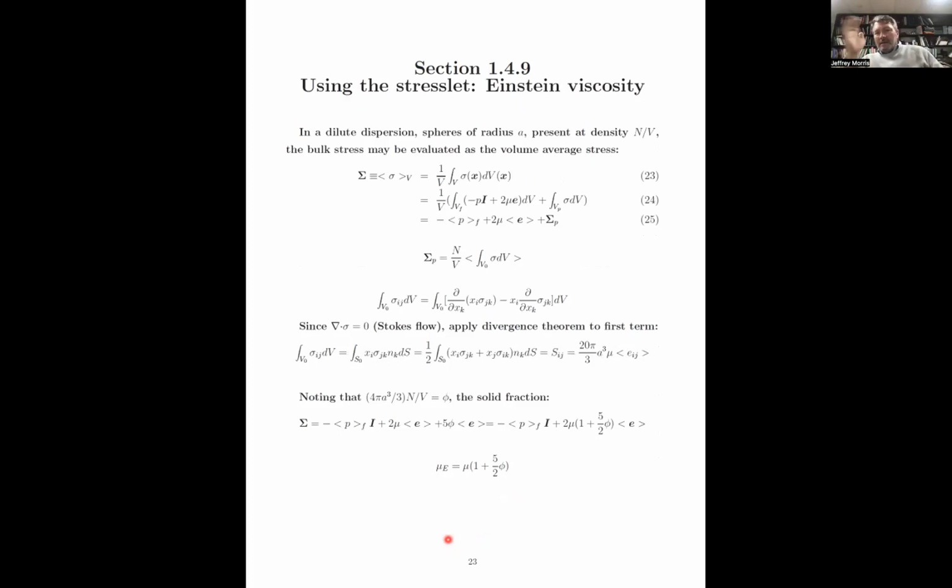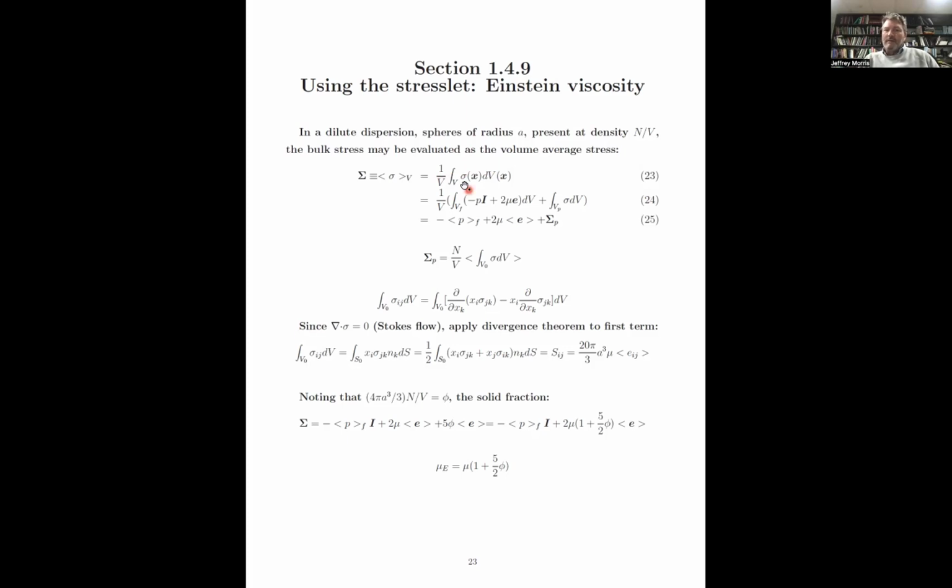Okay, so now we get to the physics that's relevant to rheology, and that's using the stresses. So Einstein's viscosity is a very famous idea, and here I'm going to give the elements of how it comes about. So the stress in a suspension is in a volume average is just the average of the stress at every point in the space. And so that can be written in the usual definition of an average over a volume here, 1 over the volume, and the integral over the volume of that quantity, sigma.